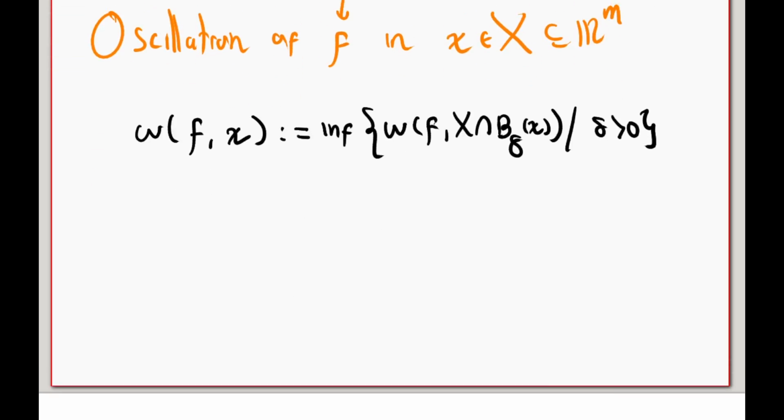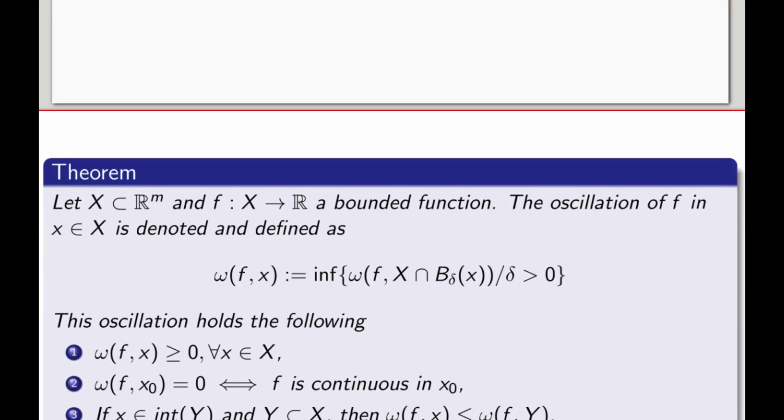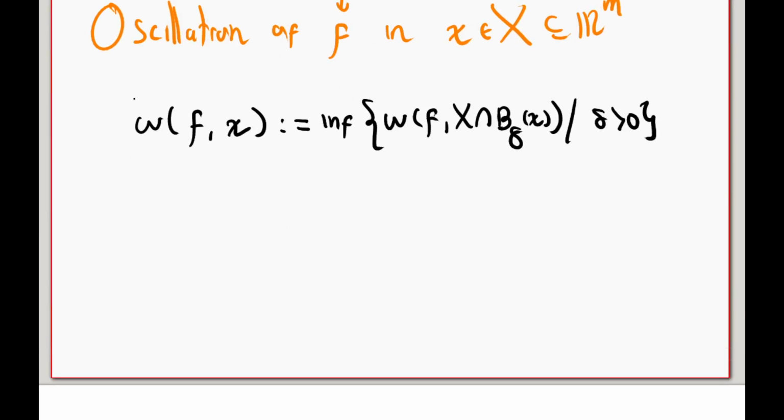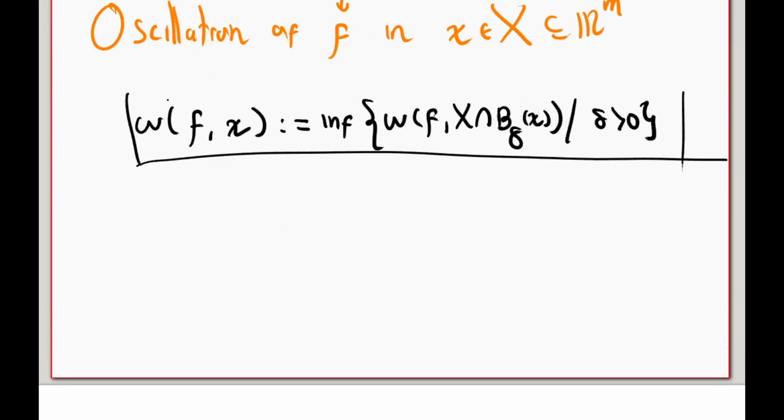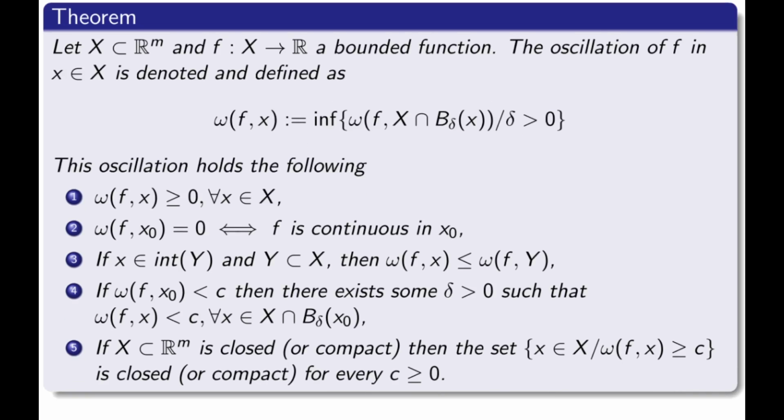This also has some properties that can be easily understood. The first property is that this punctual oscillation is bigger. Well, I think we have it in. Yeah. So let's go with a theorem. Now that we have introduced this definition, let's go with a theorem. I was getting a bit ahead of myself. So we have that punctual oscillation here, and this function satisfies the following properties.